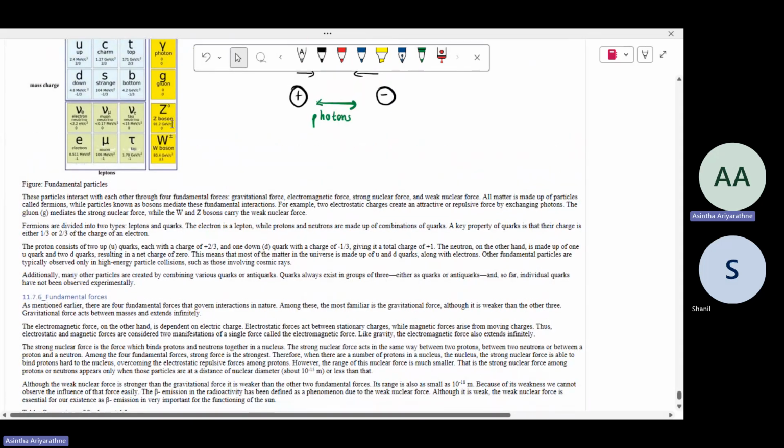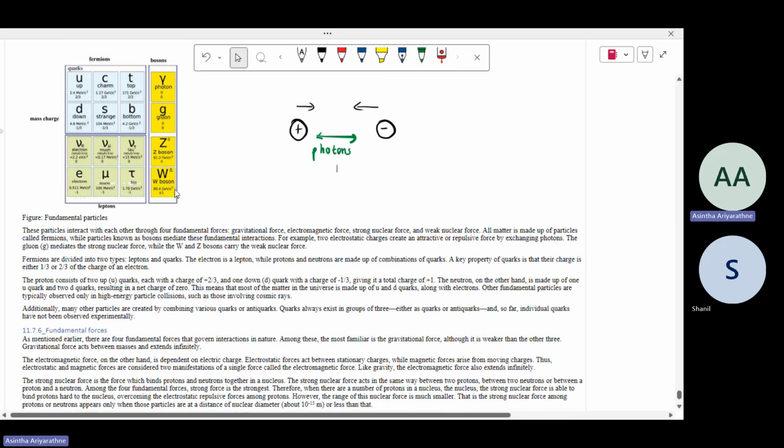The second one mediates the strong nuclear force. The strong nuclear force between neutrons and protons in a nucleus is due to the gluon, while weaker nuclear bonds are due to Z and W bosons.